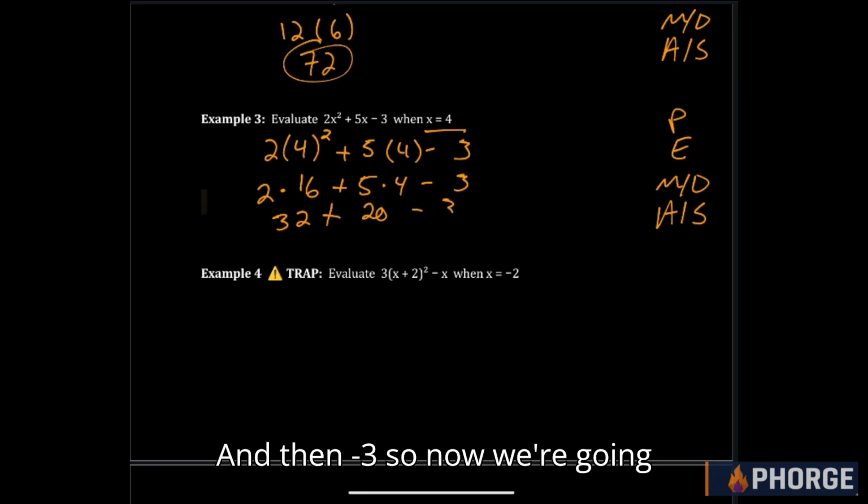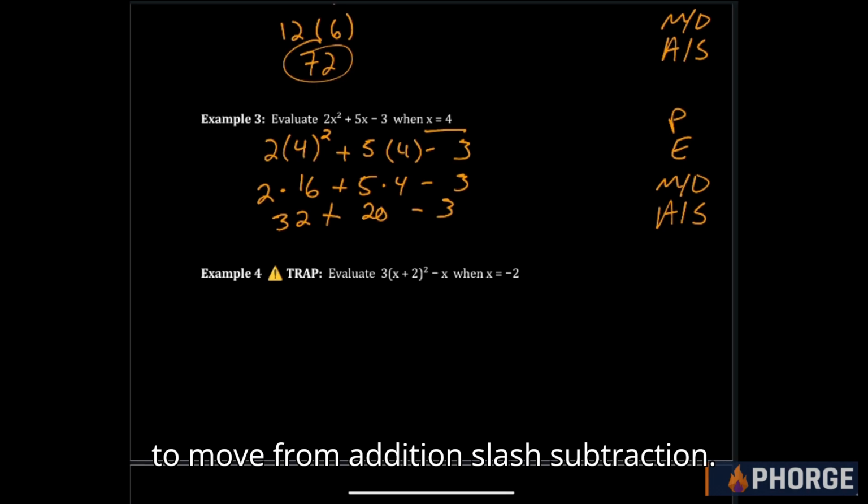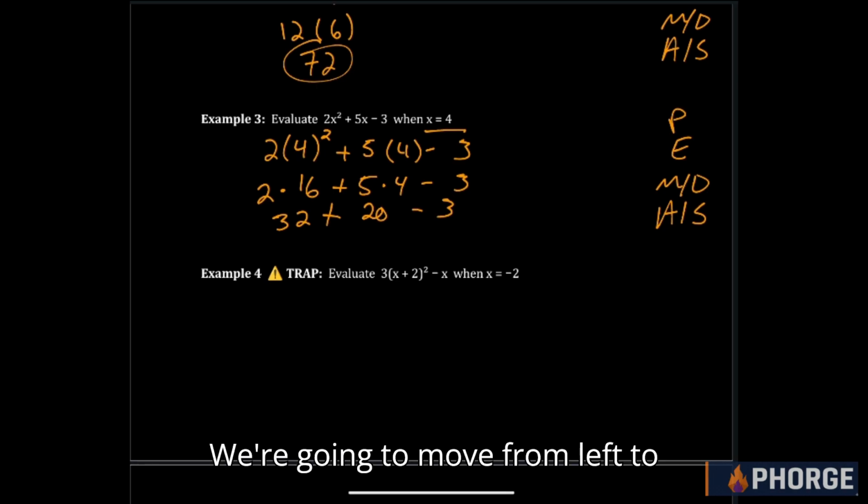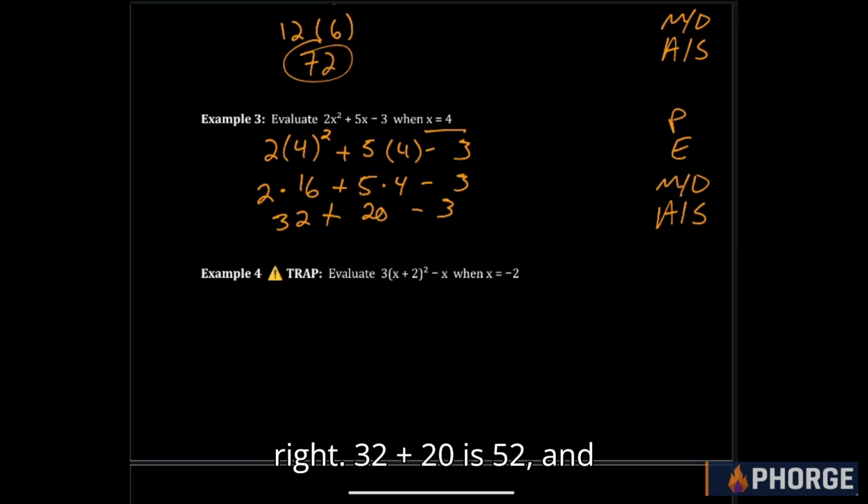And then minus 3. Now we're going to move to addition and subtraction, from left to right. 32 plus 20 is 52. And then 52 minus 3 is 49.